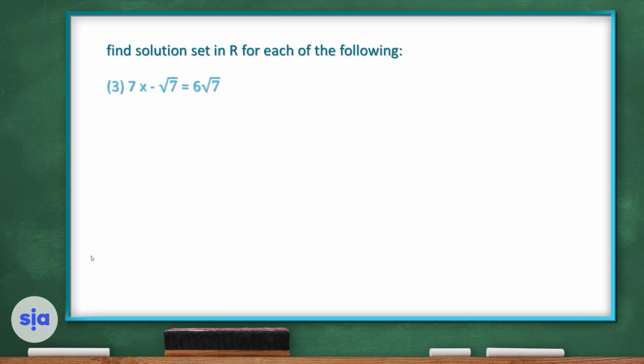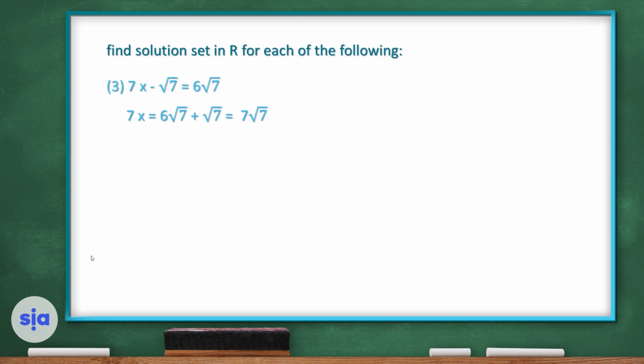Question 3. 7x minus root 7 equals 6 root 7. If I want to find the value of x, I need to isolate x. So we're going to move the square root of 7 to the other side. So it will be 7x equals 6 root 7 plus root 7, which is 7 root 7. Then 7x equals 7 root 7.